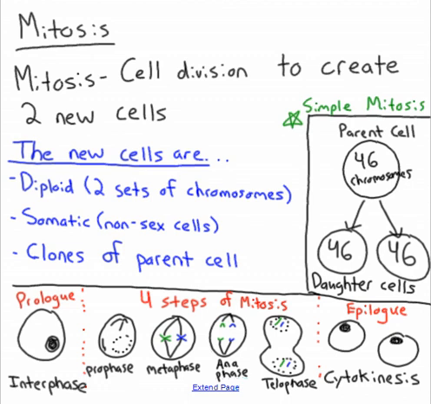Down at the bottom here, I have a more detailed layout of mitosis. Remember, interphase is where most of the cell spends most of its life. That's interphase. It's the prologue, so it's not an actual step of mitosis. Then you go into the 4 steps of mitosis: PMAT, prophase, metaphase, anaphase, telophase.